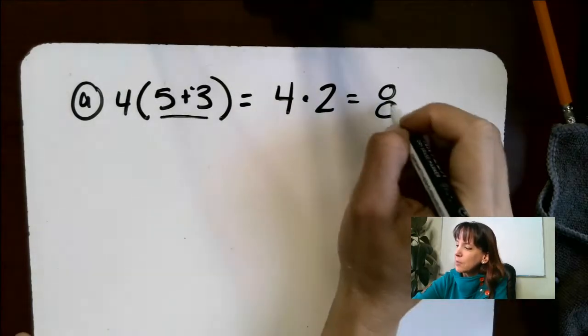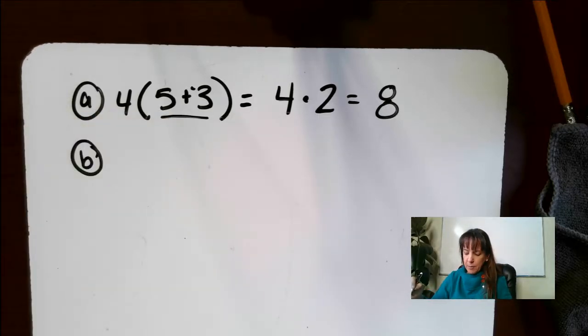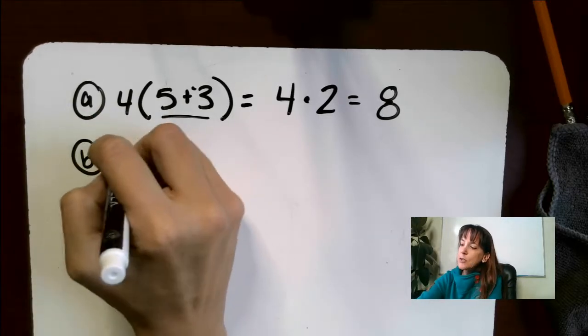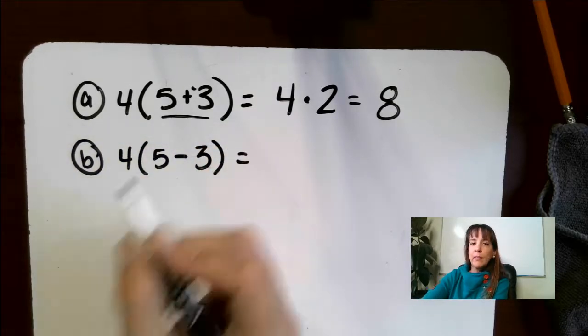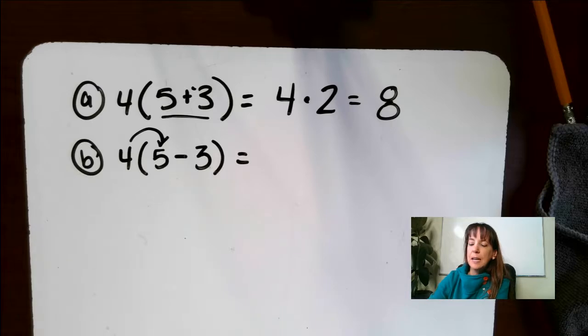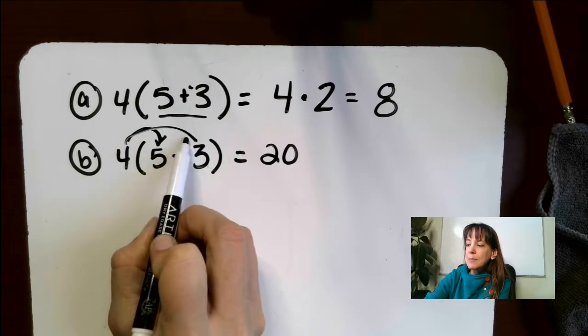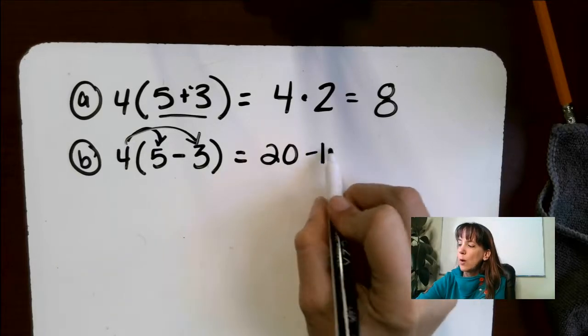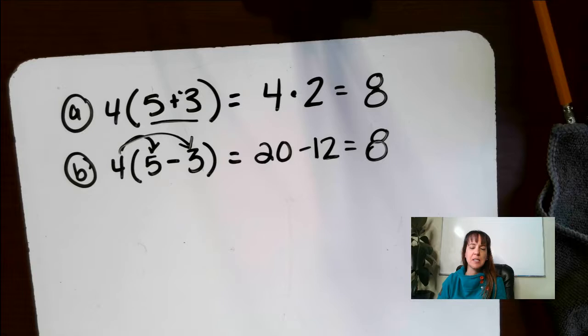For B, now it's saying evaluate by multiplying and then adding. So this is where we use that distributive property for that same problem. Okay, we're gonna multiply first by doing this times this, which gives us 20. And then we got 4 times -3 is -12. That gives us 8. 20 minus 12 gives us 8. So you can see that you get the same answer both times.